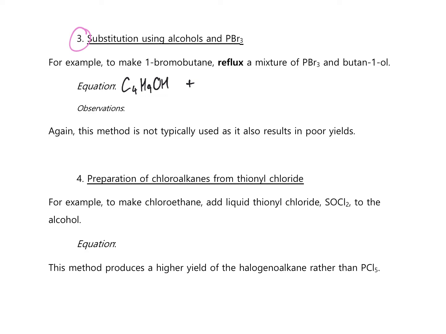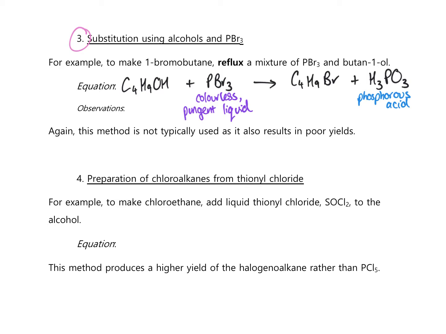So if we write our equation for this reaction again, for making 1-bromobutane from butanol, which is C4H9OH, that reacts with phosphorus tribromide, PBr3. That's going to give us our corresponding halogenoalkane, which is C4H9Br. And our other product is phosphorus acid, which has the formula H3PO3. Phosphoric acid has an extra oxygen, it would be H3PO4, but this is phosphorus acid.